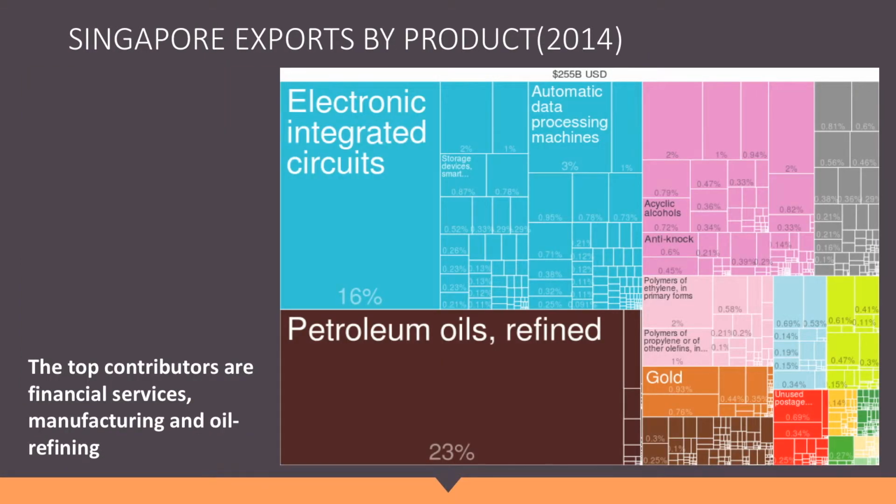According to the figure, the economy of Singapore is diversified, and the top contributors are financial service, manufacture, and oil refining. The main exports are refined petroleum, integrated circuits, and automatic data processing machines. These 3 sectors make up 23%, 16%, and 3% of the country's GDP in 2014. The main products include significant electronic, petroleum refining, and chemicals.